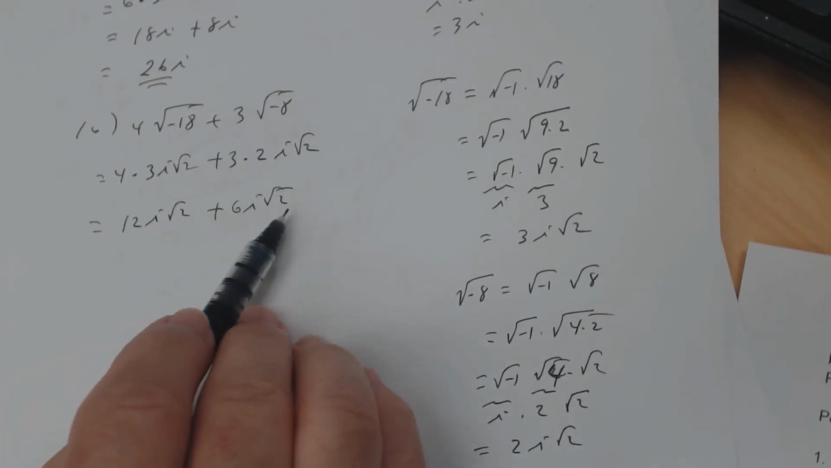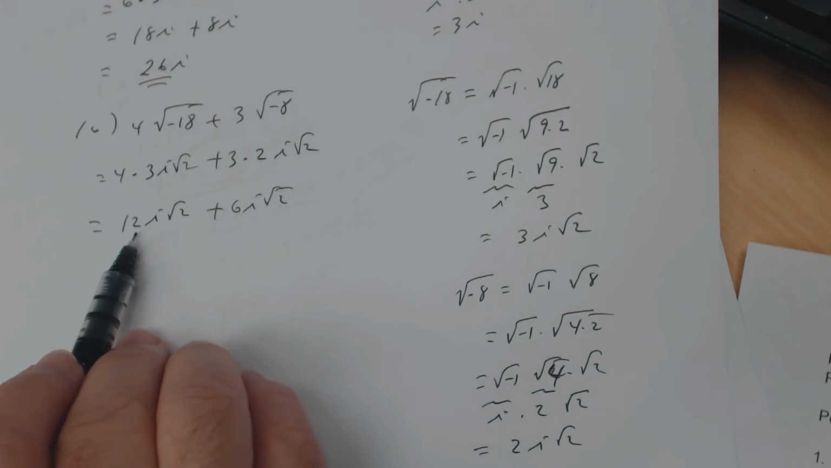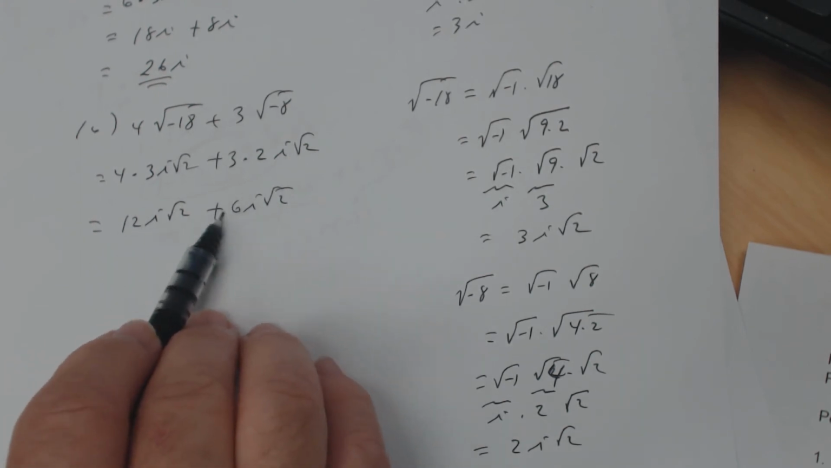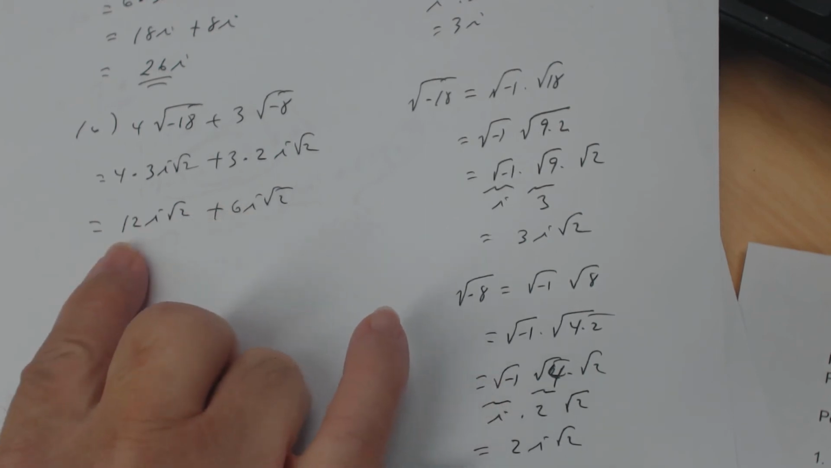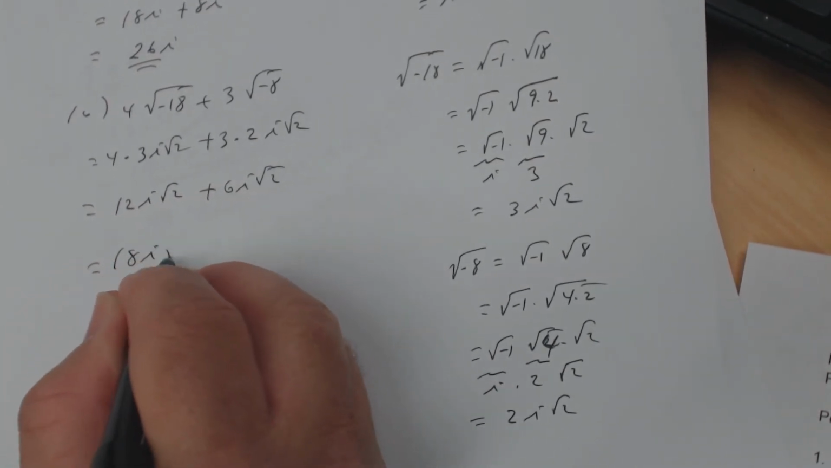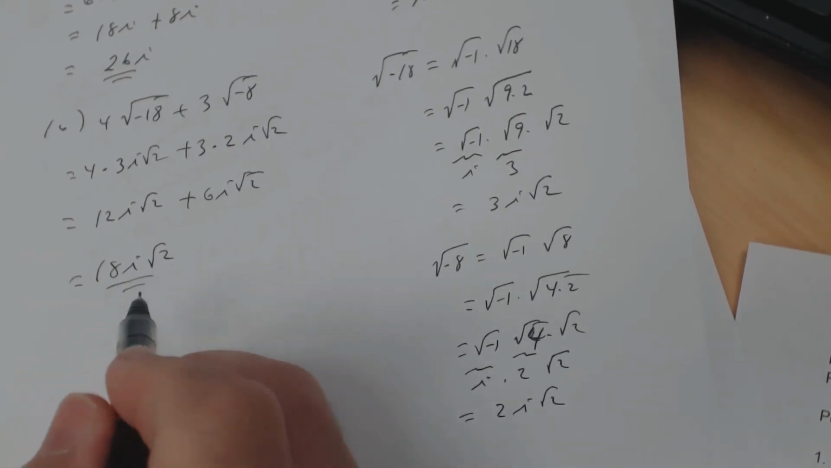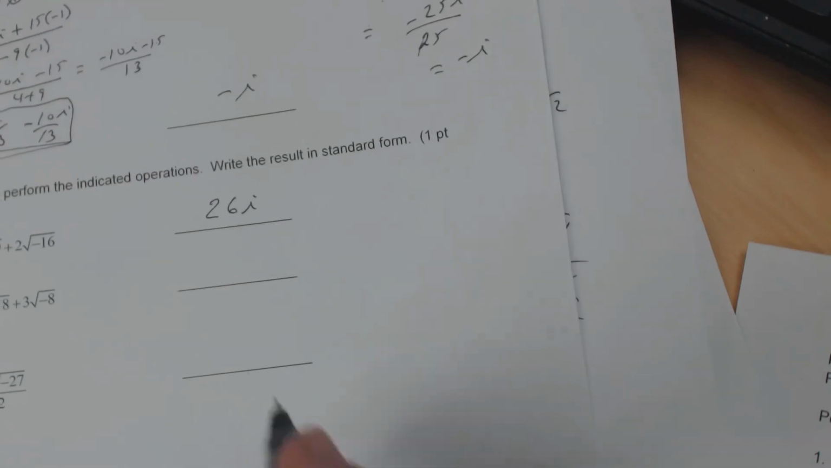And notice that these two terms here are like terms. They both contain i square root of 2. So there's 12 of them here, and then 6 of them here. So there's 12 here, and 6 here, so that becomes 18i square root of 2. So that's answer number 16: 18i square root of 2.